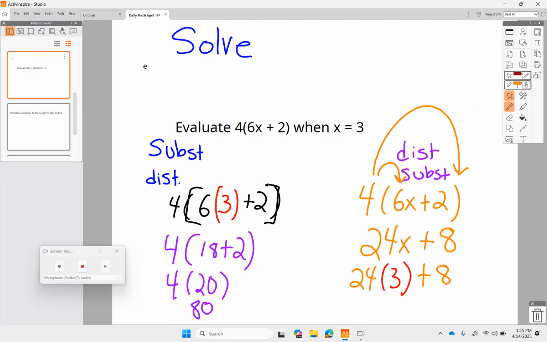What's 24 times 3? Well, honestly, I have to do it over on the side here. 24 times 3 is 72. And what is 72 plus 8? 72 plus 8 is 80. So you can do these in either order. You can substitute and distribute, which is most often what we do, or you can distribute and then substitute. Do you understand now what she means when she's saying you can do it in either order? Okay, so now I'm going to go on to the next one.